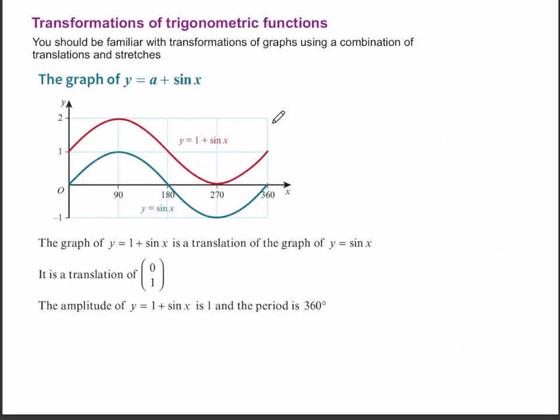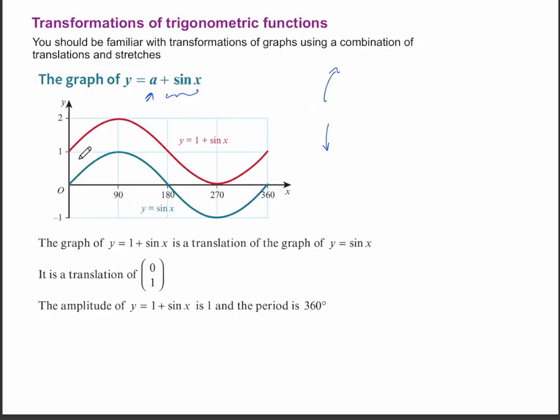So first one, transformations. Again, the graph of y equals a plus sine x. This follows from the functions topic of transformations, where translations like this are vertical translations because you are adding a constant to the entire function. That means you are shifting the entire sine graph either upwards or downwards.